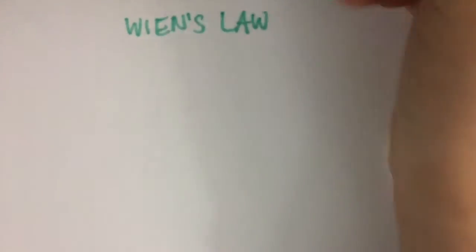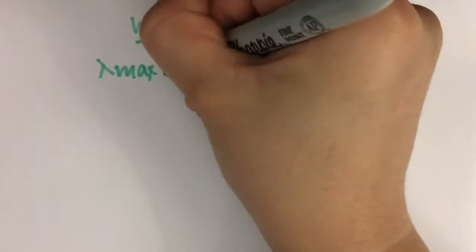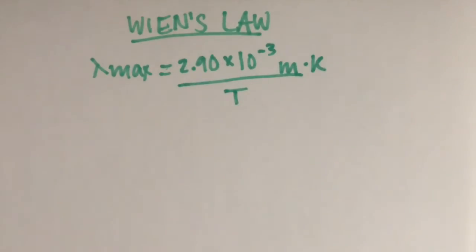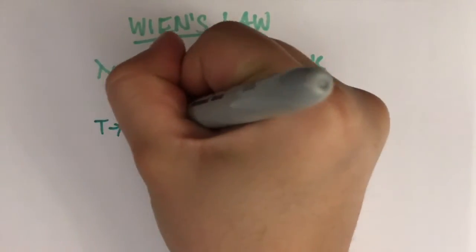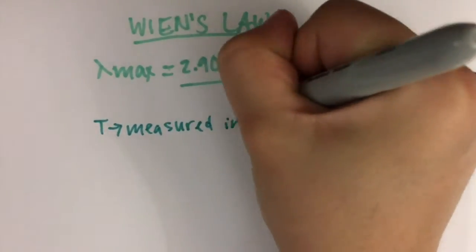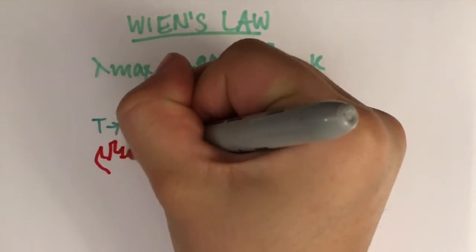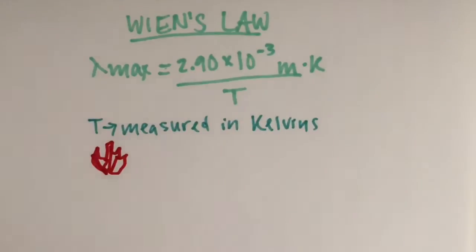The wavelength at which the radiation intensity of a black body is the largest is denoted by lambda max and is determined by the temperature T of the black body through the expression called Wien's law. The formula for this is lambda max equals 2.90 times 10 to the power of negative 3 meter Kelvin over T. T is measured in the Kelvin temperature scale.